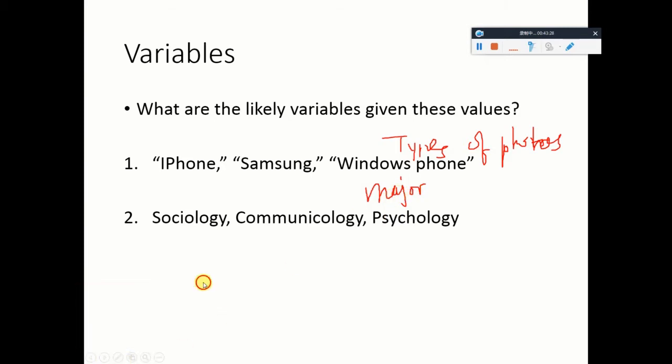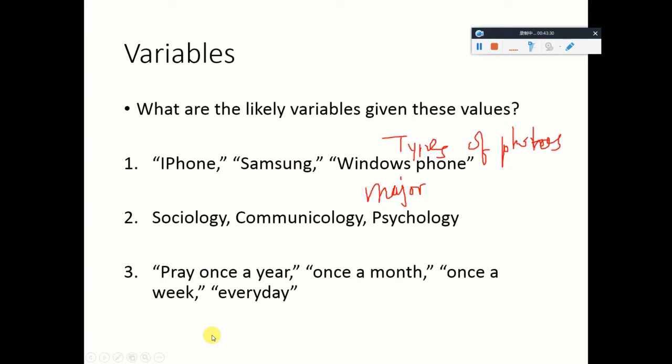One more example. Pray once a year, pray once a month, pray once a week, pray every day. If these are the values of a variable, what will that variable be?